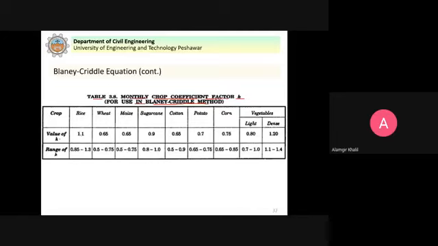So you can see here that we have rice. The value of K is 1.1 and the range of K is 0.85 to 1.3. Similarly, we have wheat, 0.65 value of K, the range is 0.5 to 0.75, and so on. So you can see that for different crops, the K values and ranges are given. If we solve a problem and the K value is not given, we can use this table to take the average value and use it in the equation to estimate the consumptive use.